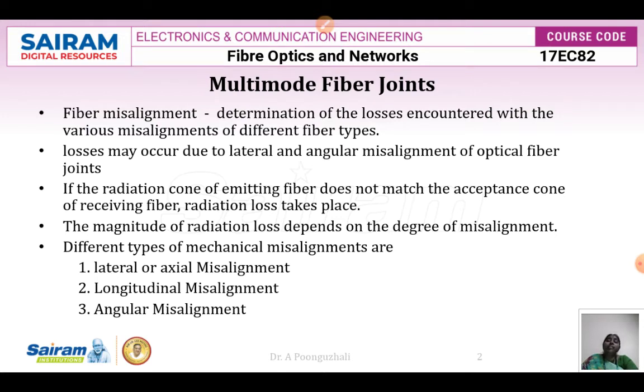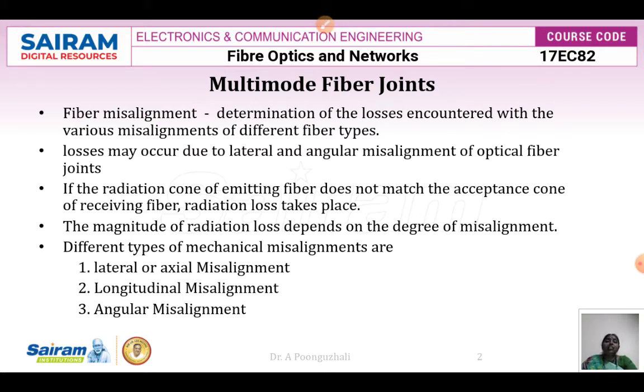the fiber types. So here in this case, the losses may be either due to the lateral misalignment, or it can be due to the angular misalignment of the optical fiber joints. If the radiation cone of the emitting fiber does not match with the acceptance cone of the receiving fiber, then we say that the radiation loss takes place.